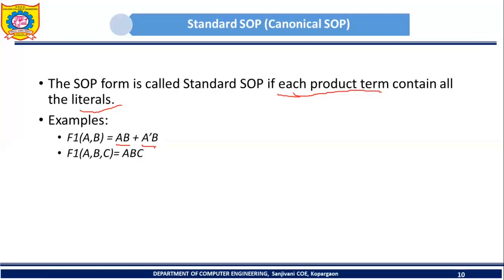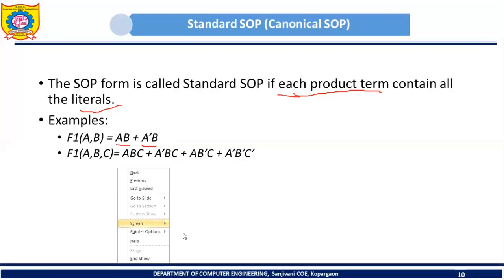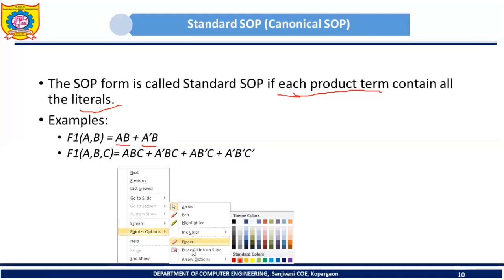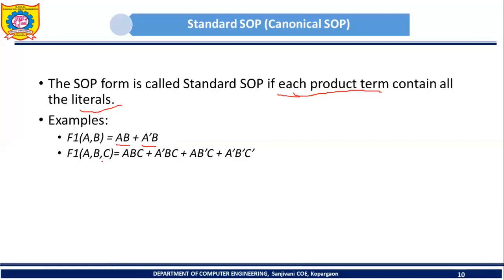Consider one more function. This is a function of how many variables? 3 variables, A, B and C. Now whether it is standard SOP. See, the first product term contains all the literals A, B, C. The second product term again contains all the literals. The third as well as the fourth product term contain all literals A, B as well as C. So that's why I can say that this particular function is in standard SOP form.